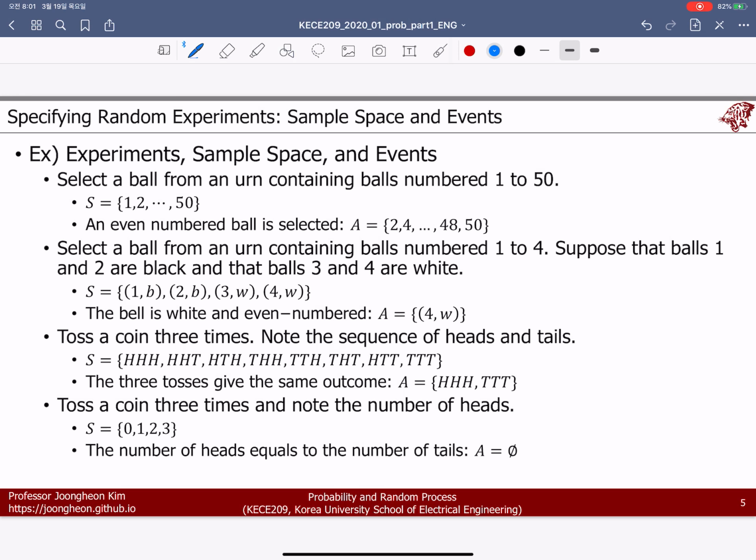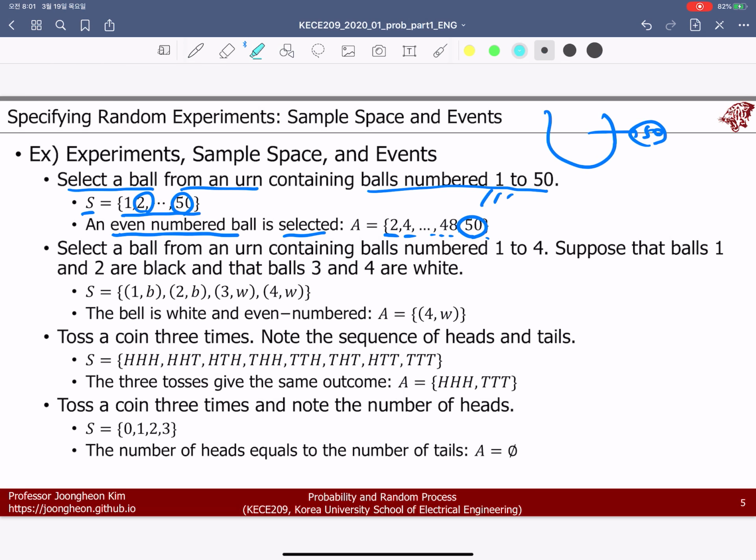Should be very easy. So here we want to select a ball from an urn, and the balls are numbered 1 to 50. It means that in the urn we have 50 balls. So that's why the sample space is the 50 balls here. Okay, and then we want to select even numbered balls. It means that we want to select the balls that are all even: 2, 4, and so forth, up to 50. Okay, so very easy, right? So we are finding S and A, sample space and event.